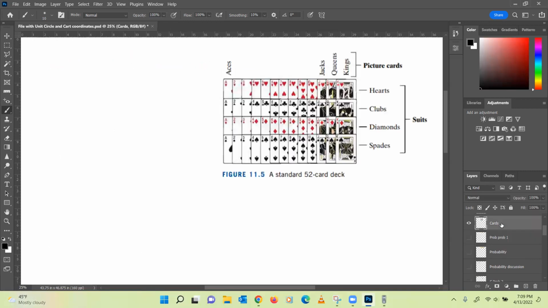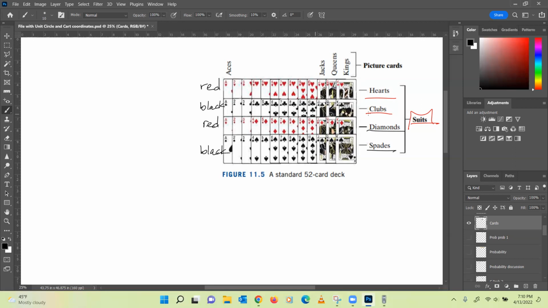And we do have a number of questions that deal with cards. And so I want to make sure you're aware of how cards are organized. It's a 52 card deck. It's organized into suits. And those suits are hearts, clubs, diamonds, and spades. Oh, I should have put a black line under clubs and a red line under diamonds, because hearts are red and diamonds are red. Spades are black, always, and clubs are black.